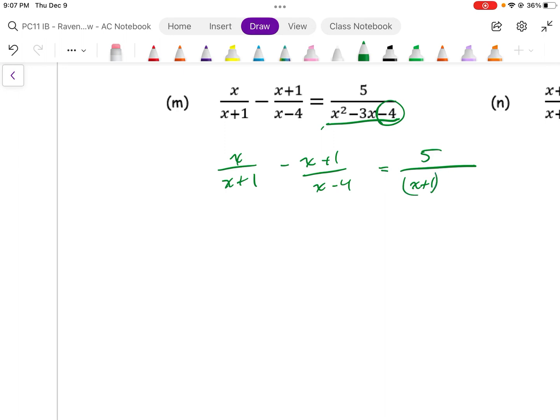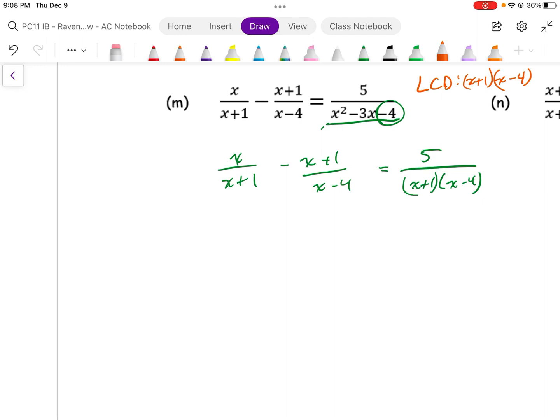Well, wouldn't you know it, it factors into (x + 1)(x - 4). Now, we would strongly suspect this, but my LCD is going to be (x + 1)(x - 4).